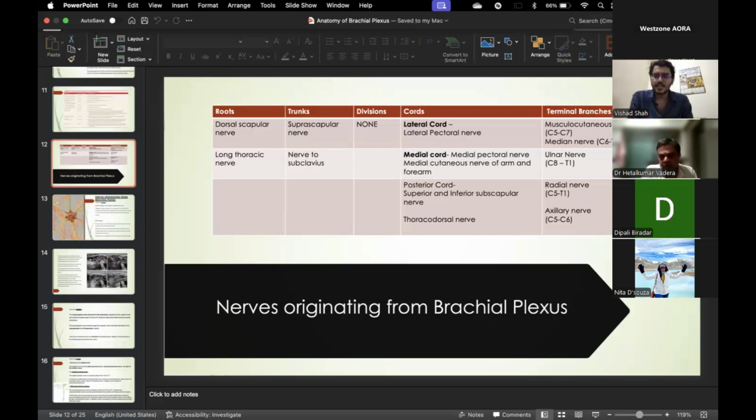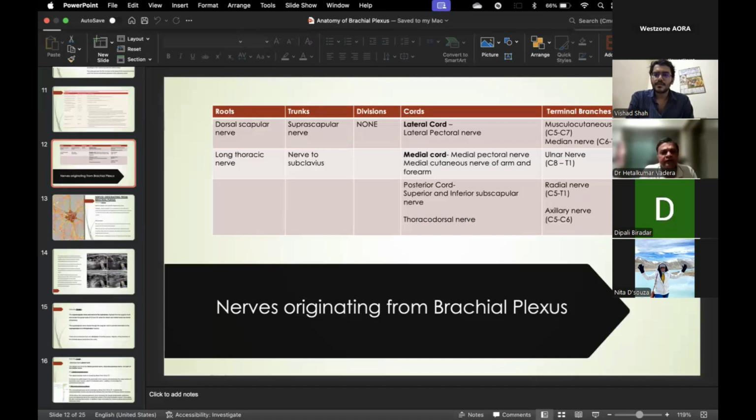It is situated around the axillary artery. No, not around the axillary artery. Have you heard about the costoclavicular approach to the brachial plexus? What is that? The costoclavicular approach, that is a lateral infraclavicular fossa. No, it is the medial infraclavicular fossa.